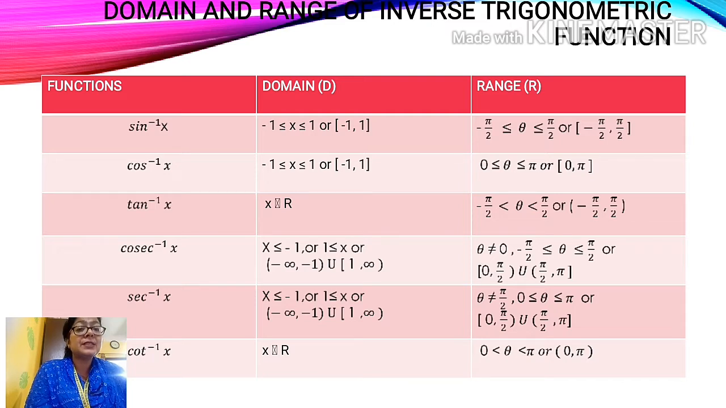Next, tan inverse x, its domain is x in the real numbers and its range is minus pi by 2 to plus pi by 2. Then cosec inverse x, its range is minus pi by 2 to plus pi by 2 except 0. Next is sec inverse x, its range is 0 to pi except pi by 2. And cot inverse x, its range is 0 to pi. These are called the principal value branches also.